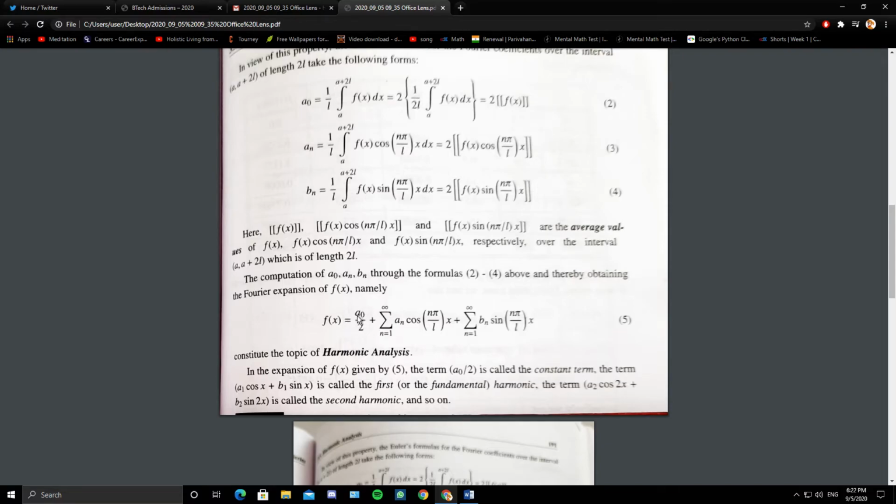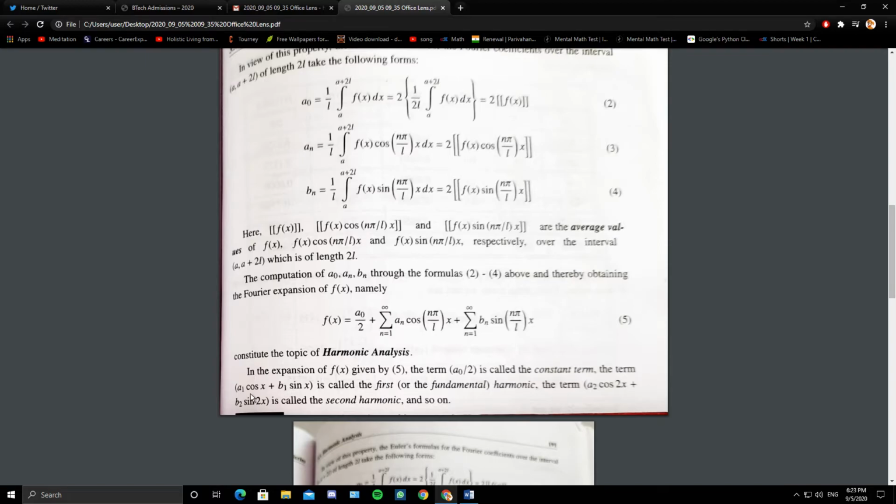So a naught by 2 is called the constant term. A1 cos x plus b1 sin x is called the first harmonic or the fundamental harmonic. A2 cos 2x plus b2 sin 2x is called the second harmonic, and so on. Remember, harmonics are linear combinations of sines and cosines.